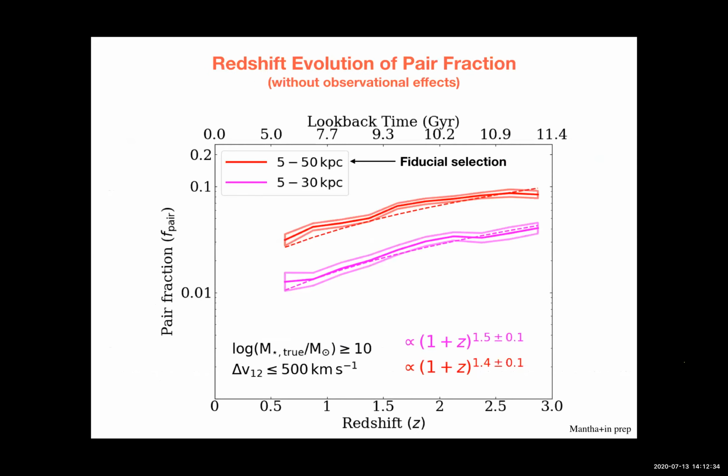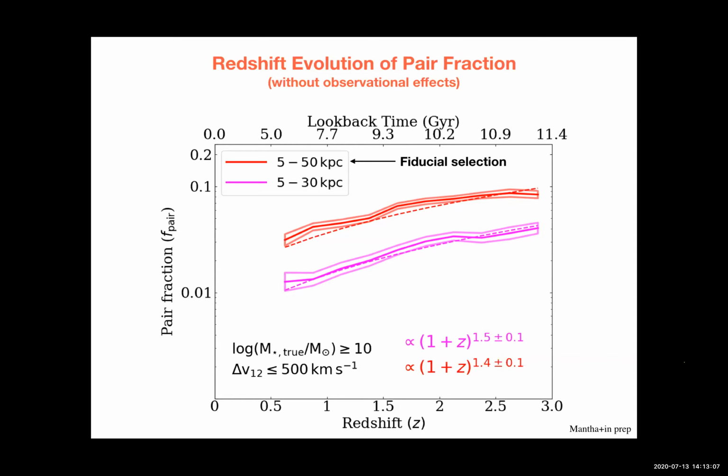After incorporating all these effects, I started to quantify the pair fractions by systematically switching one selection effect on and off and so on. First of all, before we dive into what happens if we incorporate observational effects, I am showing the pair fraction evolution as a function of redshift without incorporating any observational effects. So this is if I have the SAM mock lightcone, all the true information for the galaxies, this is what the pair fraction evolution looks like as a function of redshift.